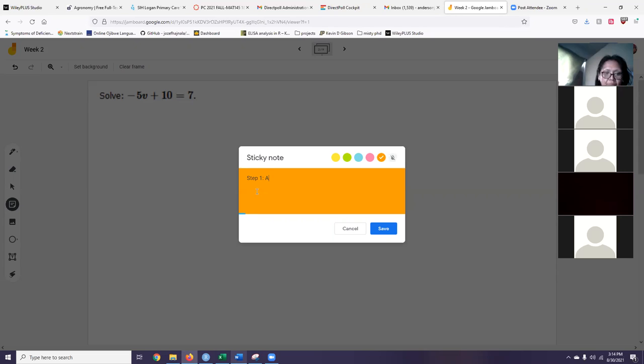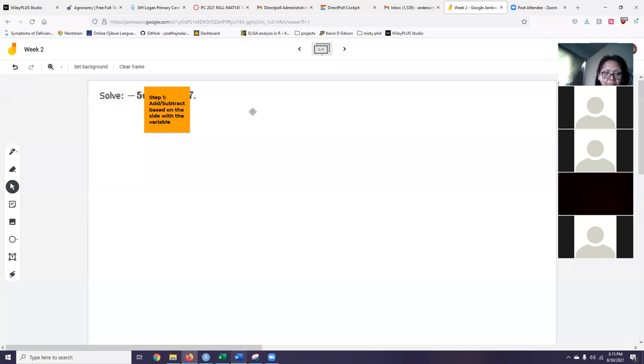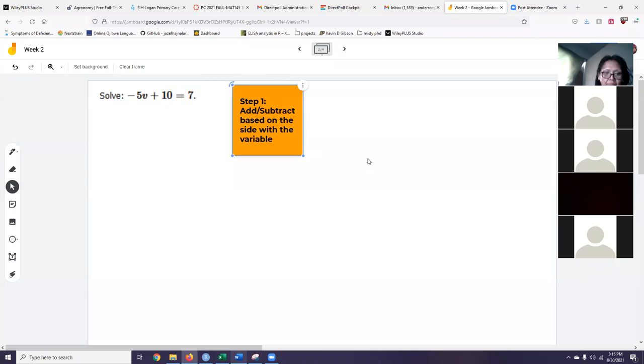This was, once again, it should be add or subtract, based on the number on the side with the variable. That letter is called a variable, by the way. It is just a number that we don't know, so we make it a letter. So I want to subtract 10 from both sides, like that. 10 minus 10 is obviously 0, so -5v. And then 7 minus 10 is -3.